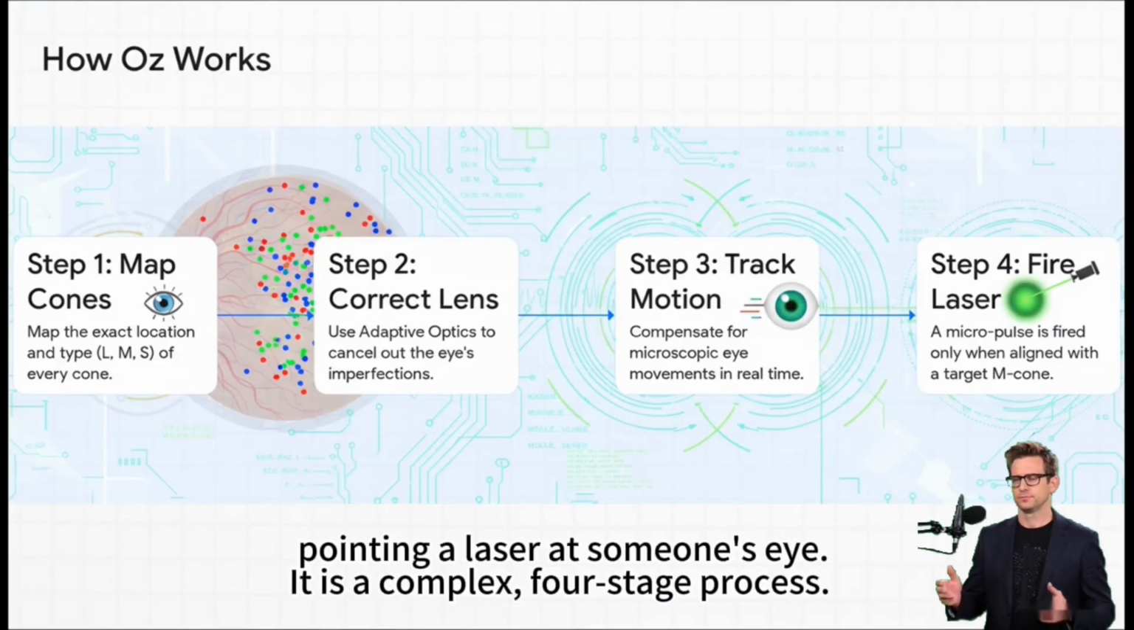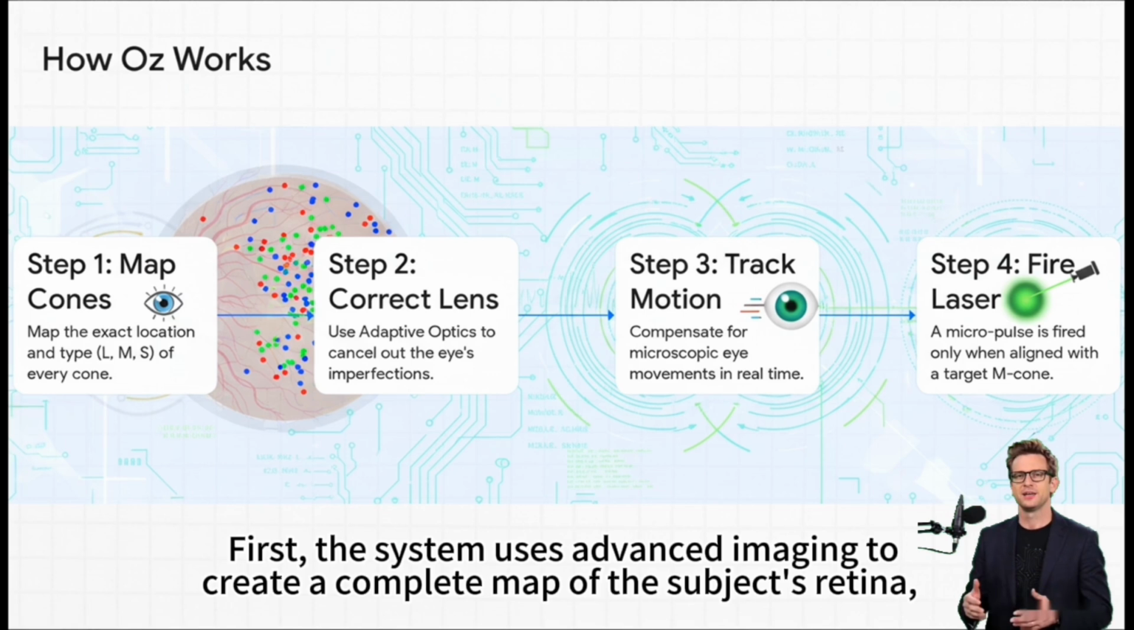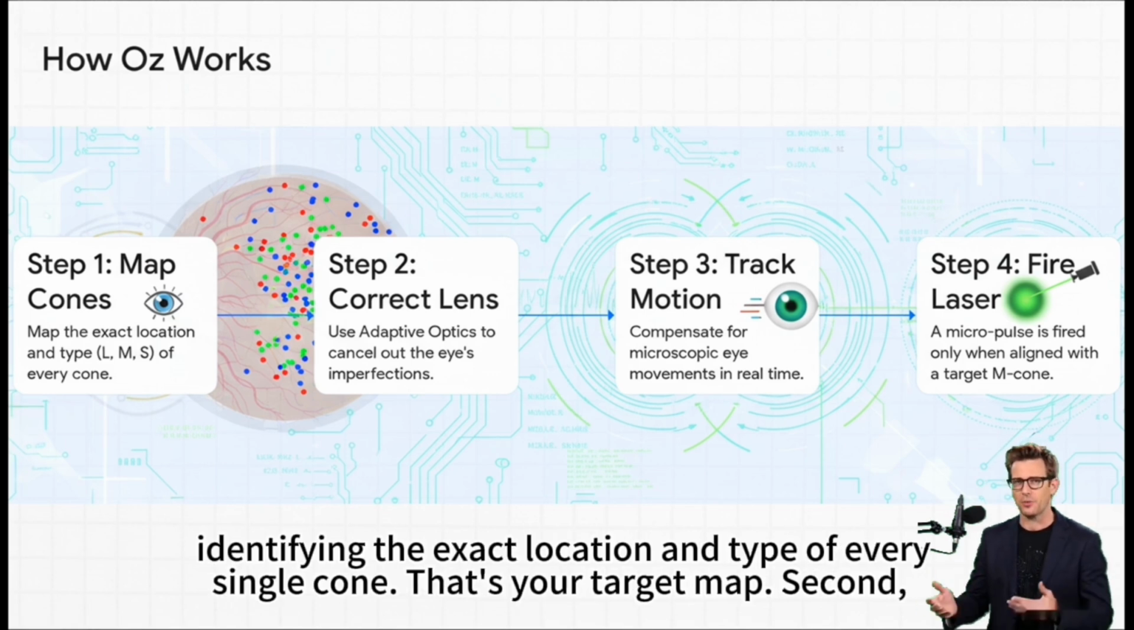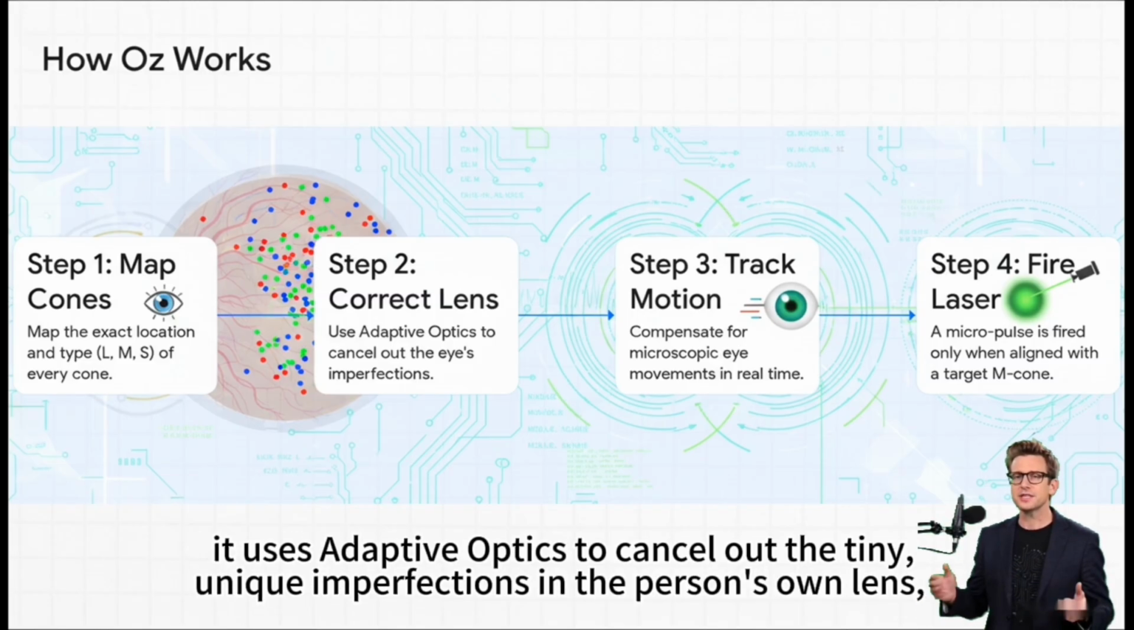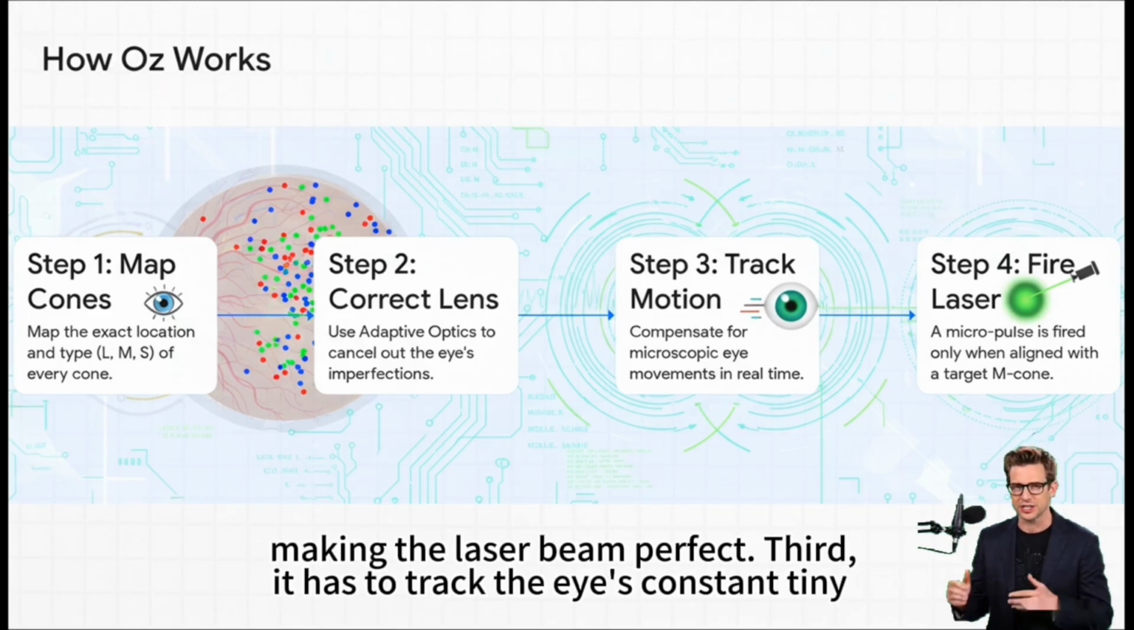Now, the engineering to pull this off is just incredible. This is not just pointing a laser at someone's eye, it is a complex 4-stage process. First, the system uses advanced imaging to create a complete map of the subject's retina, identifying the exact location and type of every single cone. That's your target map. Second, it uses adaptive optics to cancel out the tiny, unique imperfections in the person's own lens, making the laser beam perfect.